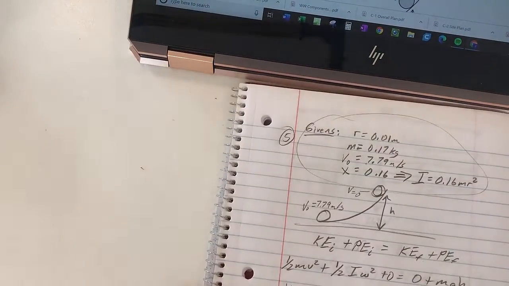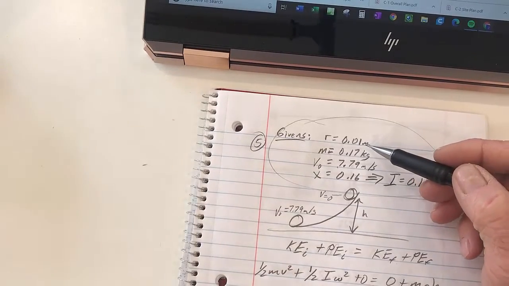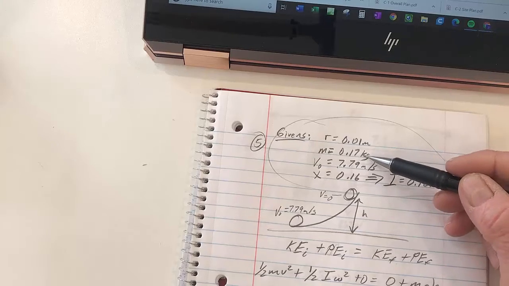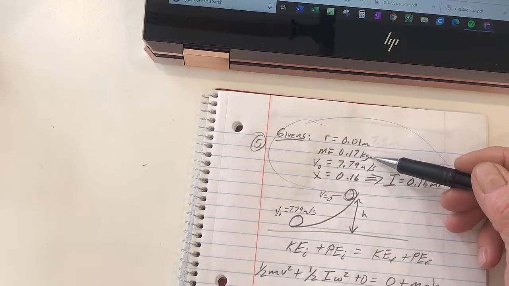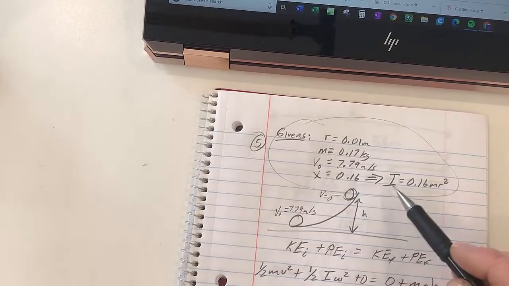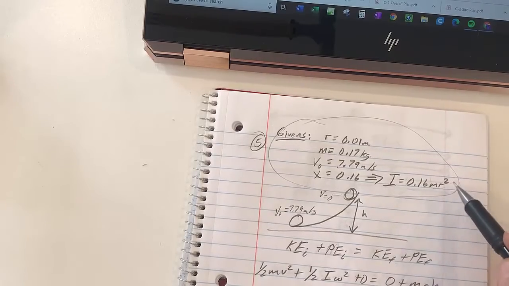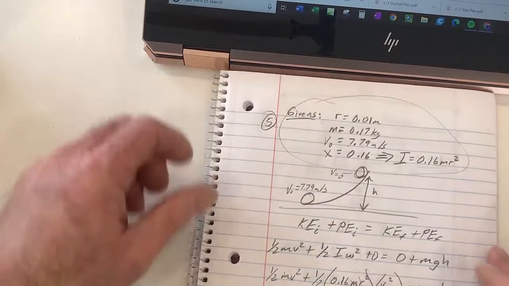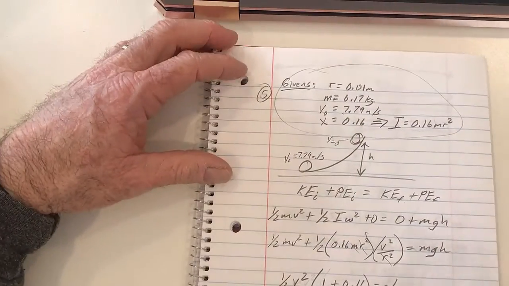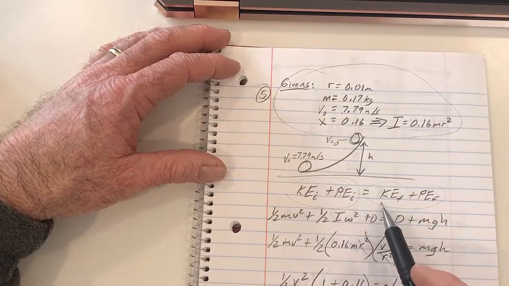So here are my givens that I used for the radius of the object. It's really small. It's only 1 centimeter in radius, 2 centimeters in diameter. There's the mass, not very heavy. It's going pretty fast though. And then this is x, which means its moment of inertia is 0.16 m r squared. Now, this, in the broad sense, is a conservation of energy problem. So as it rolls up the hill, its total energy before equals its total energy after.